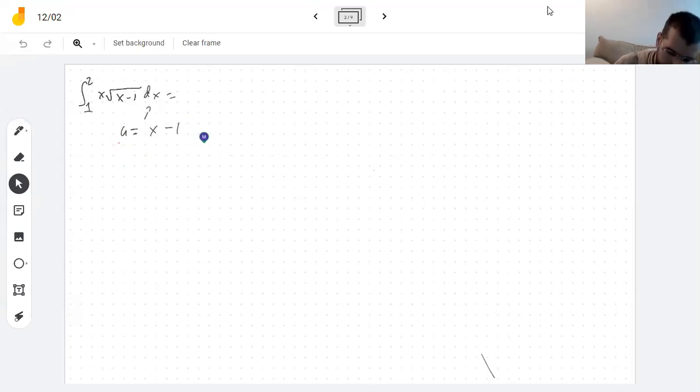Okay, so if you make u equals x minus one, well then du is the derivative of this dx. The derivative of x minus one is just one. So this is going to become just du. This is going to become u. What is this x going to become?